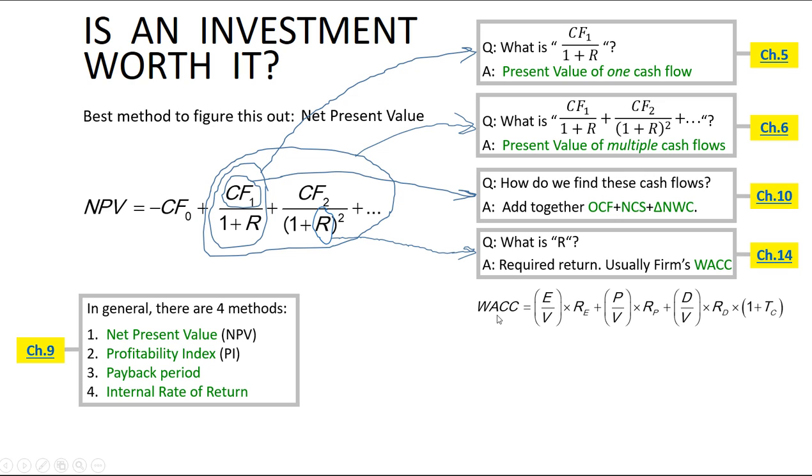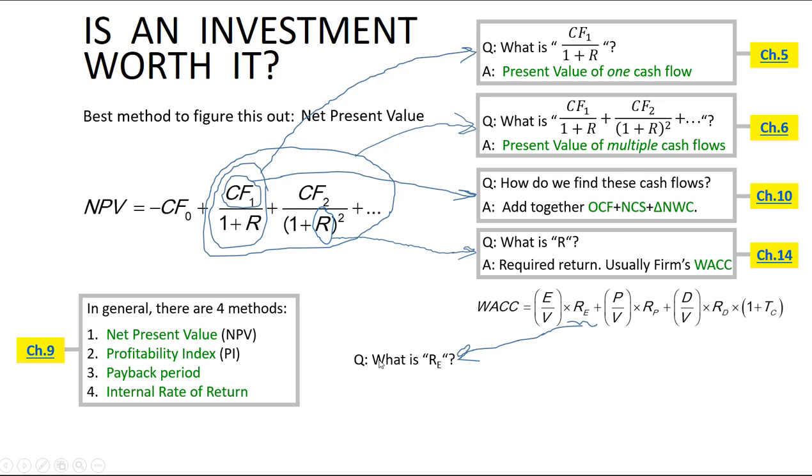This is the WACC formula. Weighted average cost of capital equals E divided by V, that fraction multiplied by R subscript E. Then we add P over V, that multiplied by R subscript P. Then we add D over V multiplied by R subscript D, and also multiplied by, open parenthesis, 1 plus T subscript C, close parenthesis. So there are a lot of terms in this weighted average cost of capital formula. Let's see where some of them were covered in this class.